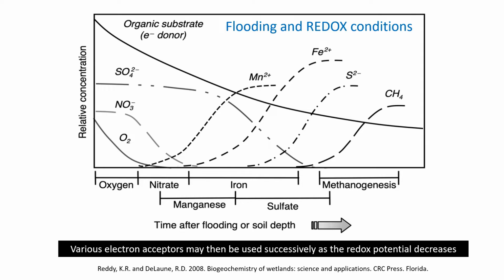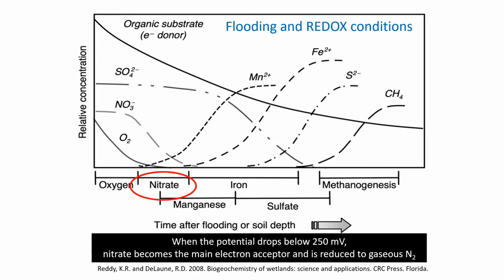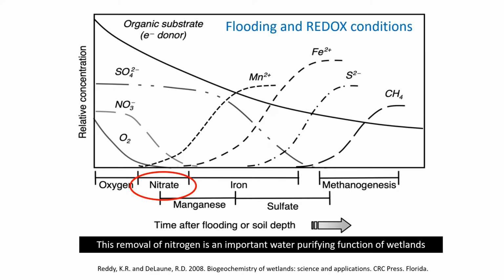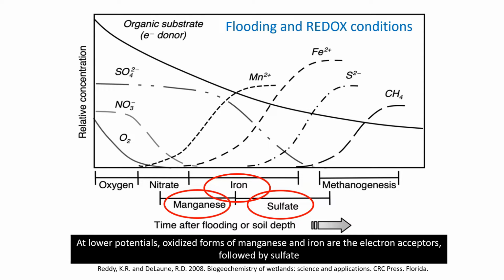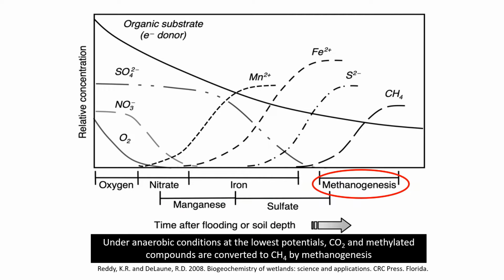Various electron acceptors may then be used successively as the redox potential decreases. When the potential drops below 250 millivolts, nitrate becomes the main electron acceptor and is reduced to gaseous N2. This removal of nitrogen is an important water purifying function of wetlands. At lower potentials, oxidized forms of manganese and iron are the electron acceptors, followed by sulfate. Under anaerobic conditions, at the lowest potentials, CO2 and methylated compounds are converted to CH4 by methanogenesis.